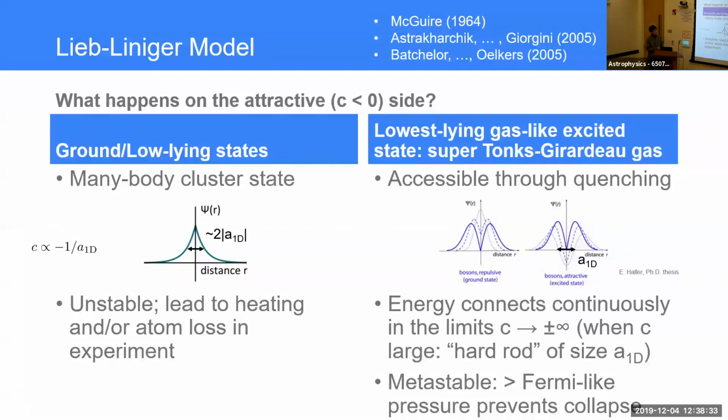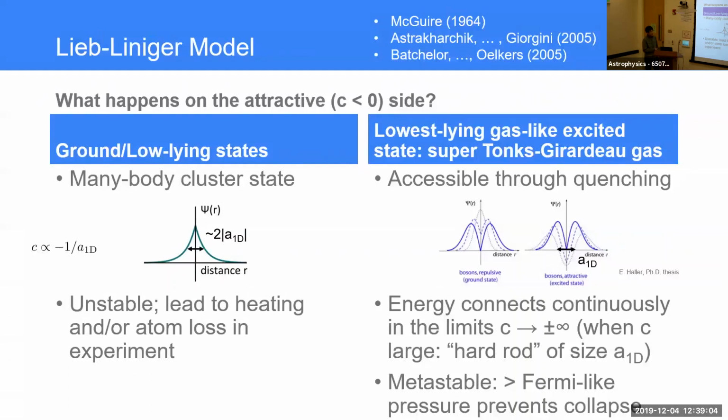However, there do exist metastable gas-like states in the high-energy part of your eigenspectrum, the lowest lying of which is what people call the super-Tonks-Girardeau gas. And this particular excited state is accessible by quenching your C from the Tonks-Girardeau limit of infinitely positive very quickly to the infinitely negative limit. And we can see how this works by examining the two-body wave function in this limit.